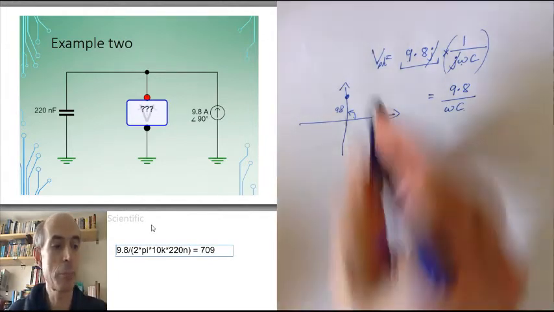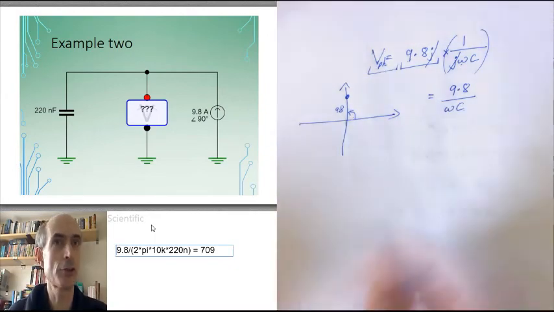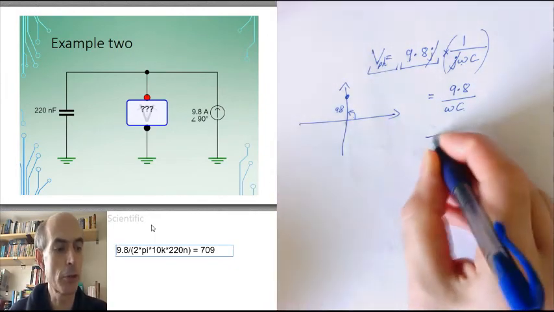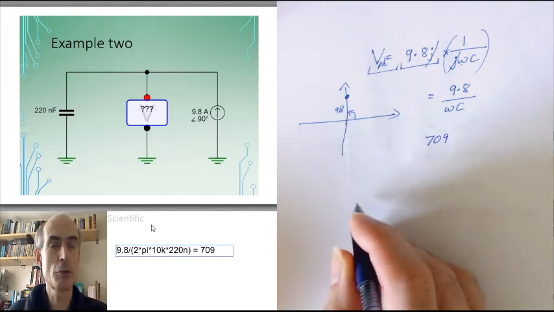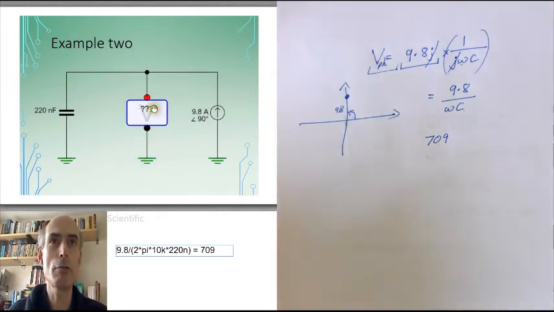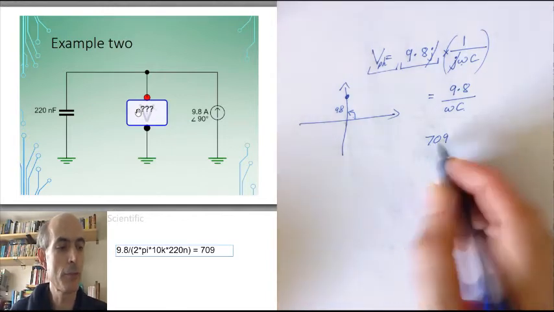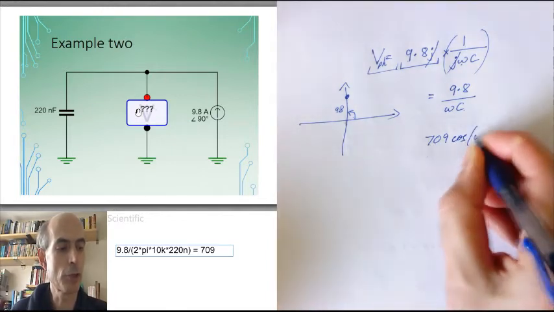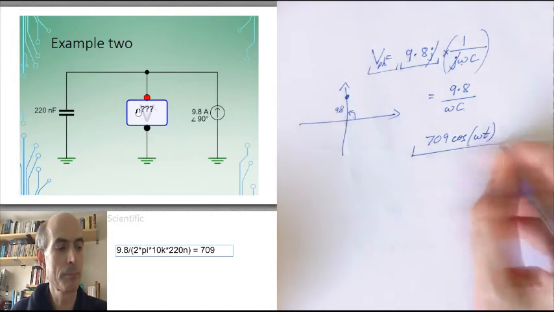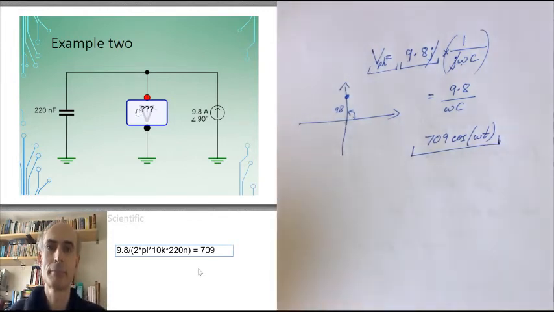So the phasor representing the voltage across this capacitor is just the real number 709, which means the time domain waveform that would appear across that voltmeter would be 709 times cosine omega t. Let's try one about Kirchhoff's laws.